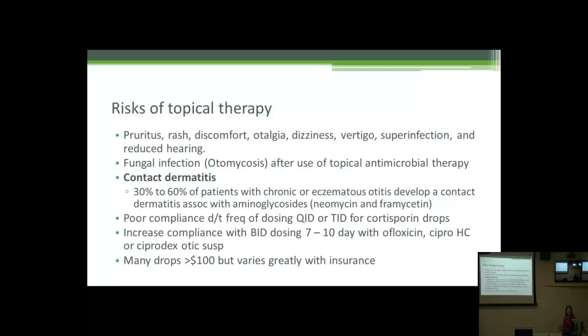Okay. The concern with using any medication, including drops, is non-compliance. People use it for maybe 2 or 3 days, think they're getting better, and they stop. You must counsel them to continue the course of the treatment for the full 7 or 10 days that you are prescribing.